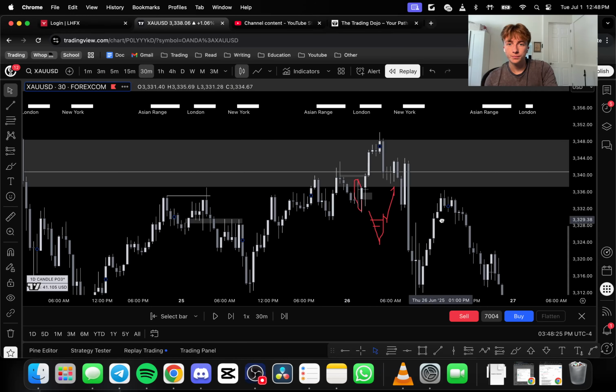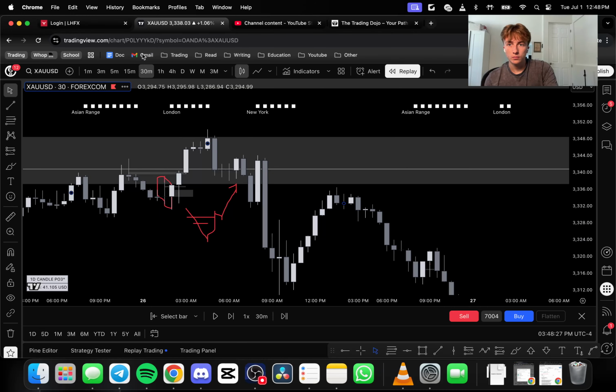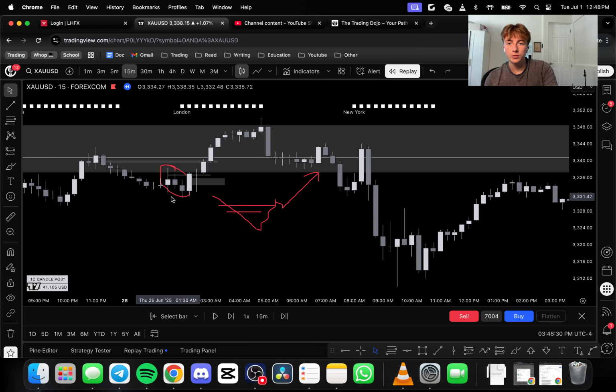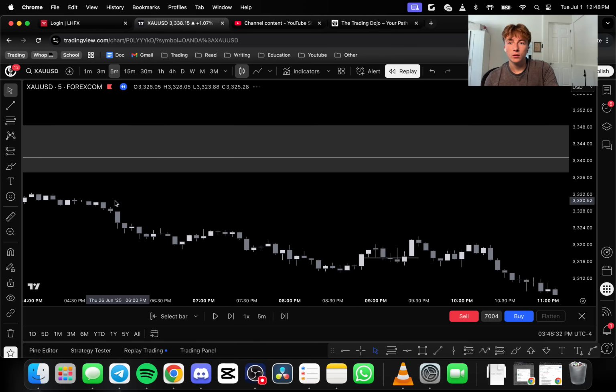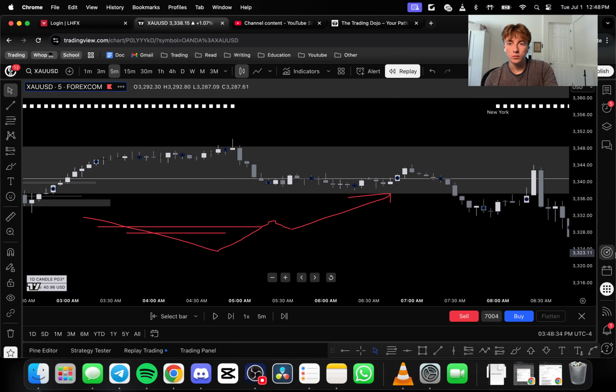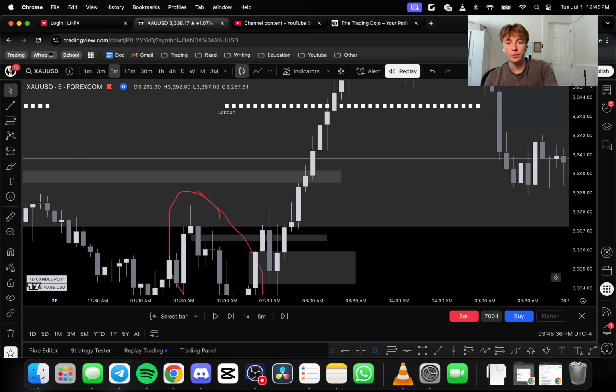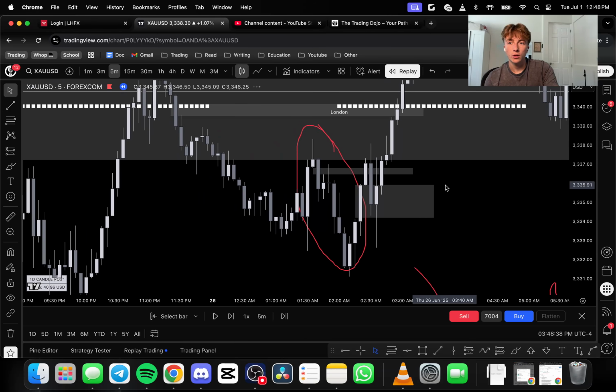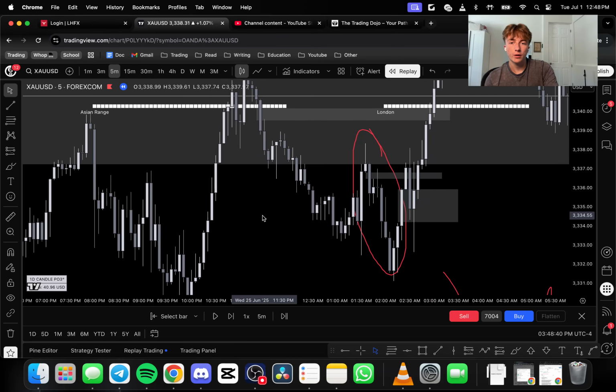Where was it? I believe it was the 5-minute. So you can see right here we continued the move from Asia session, right? We ran down, ran up, and then we continued the move in London towards buy side.